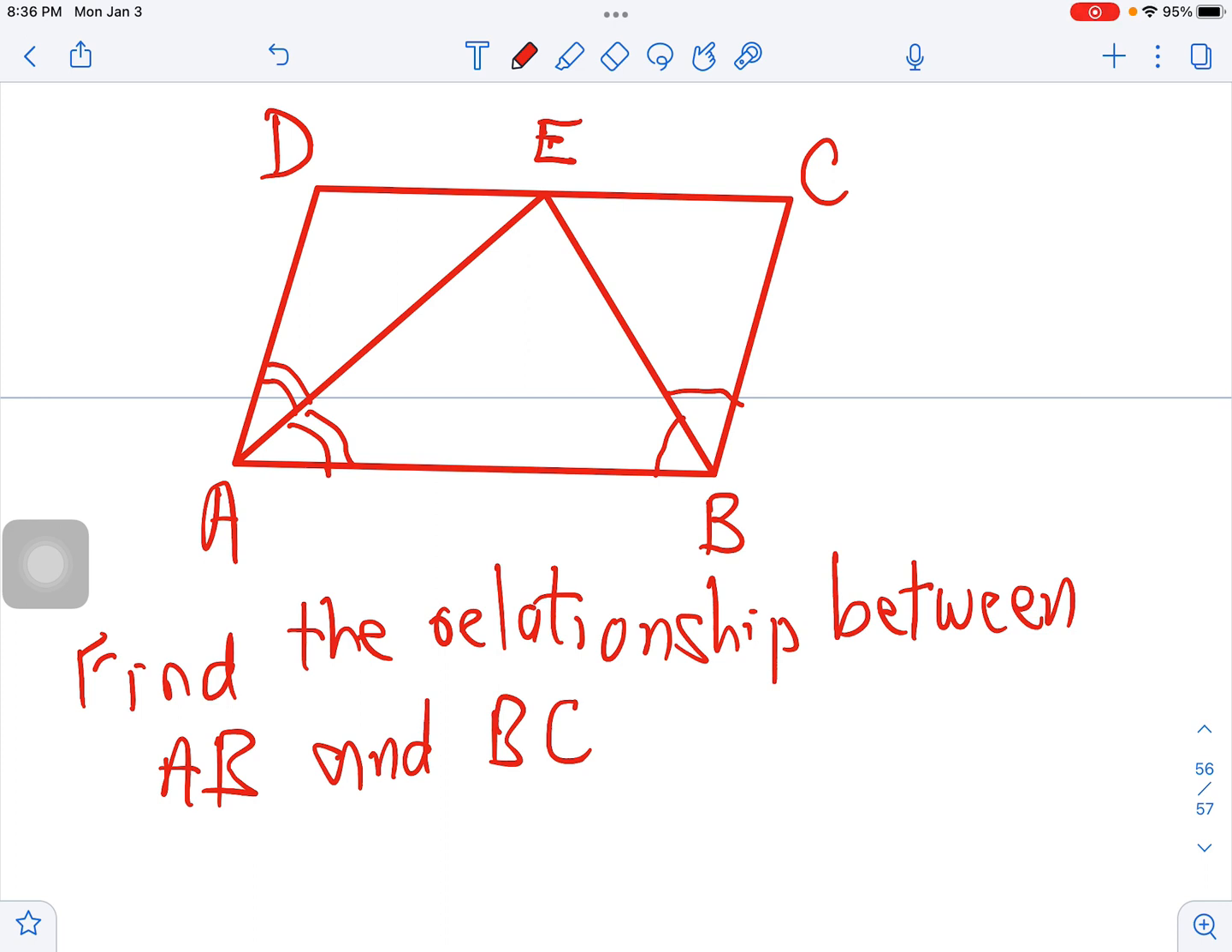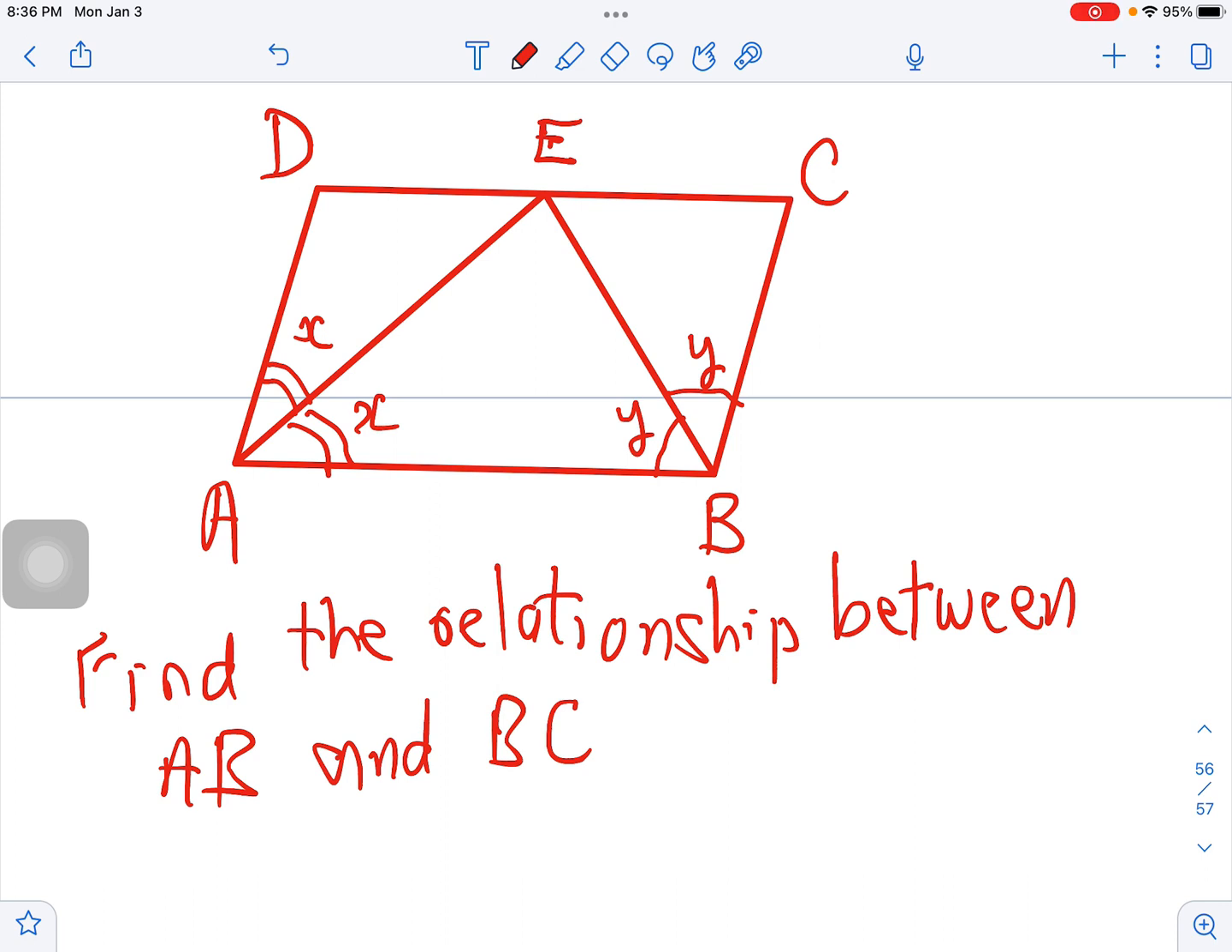Let me call this angle x. So this also becomes x, right? Because both of them are congruent. If I assign this as a variable y, obviously this also becomes y. This also becomes y, right? This other angle also becomes y.